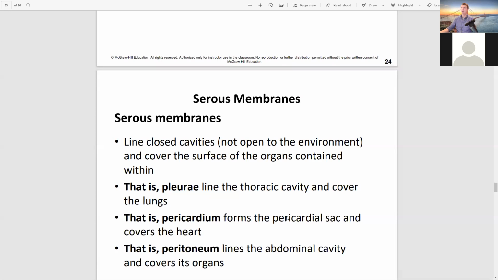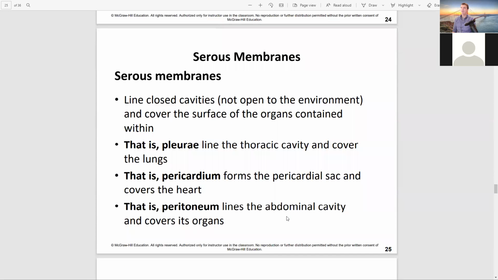And the serous membranes line closed cavities not open to the environment and cover the surface of the organs contained within. So the pleurae line the thoracic cavity and cover the lungs. The pericardium forms the pericardial sac and covers the heart. And the peritoneum lines the abdominal cavity and covers its organs.